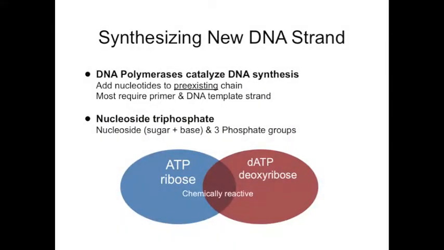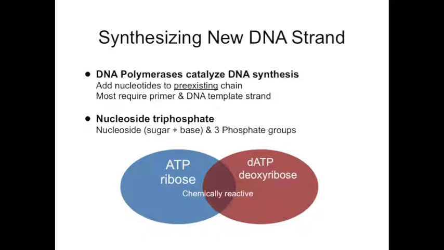DNA polymerases are enzymes that catalyze DNA synthesis, and as mentioned before, they can only add nucleotides to the pre-existing chains. There are many different types of DNA polymerases, but two that play major roles in replication are DNA polymerase 1 and 3. Most DNA polymerases require a primer and a DNA template strand to add nucleotides to the growing strand, and DNA polymerase 3 is one of these polymerases.